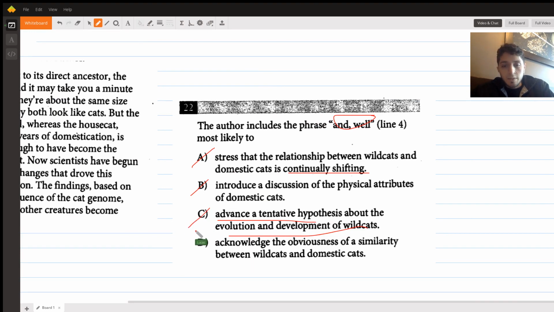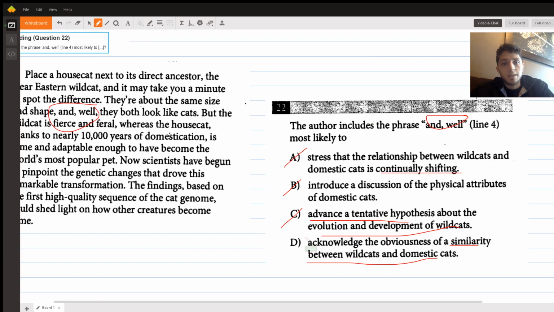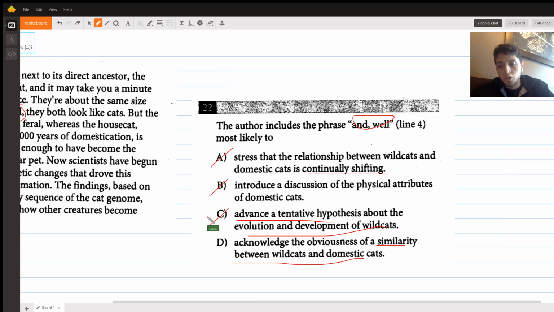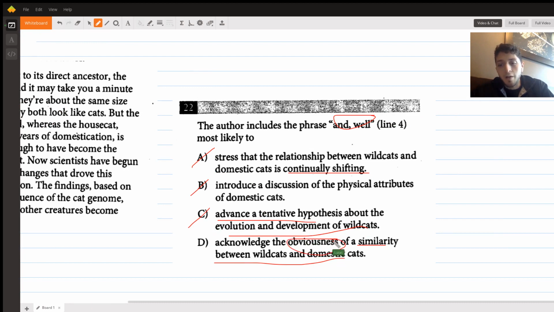That's going to leave us with D, which says acknowledge the obviousness of a similarity between wildcats and domestic cats. This matches what we want almost perfectly. In terms of content, we're focusing on the similarity between wildcats and domestic cats. And in terms of the rhetoric, "and, well," and "of course they both look like cats," is stressing or acknowledging how obvious it is. So it works on both counts. That's the reason we choose answer choice D for our correct answer, 22.